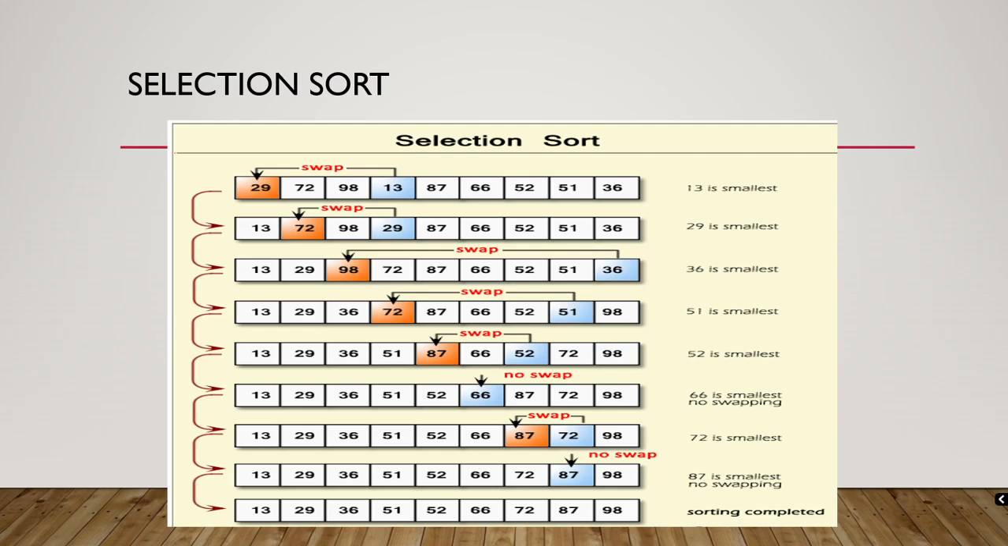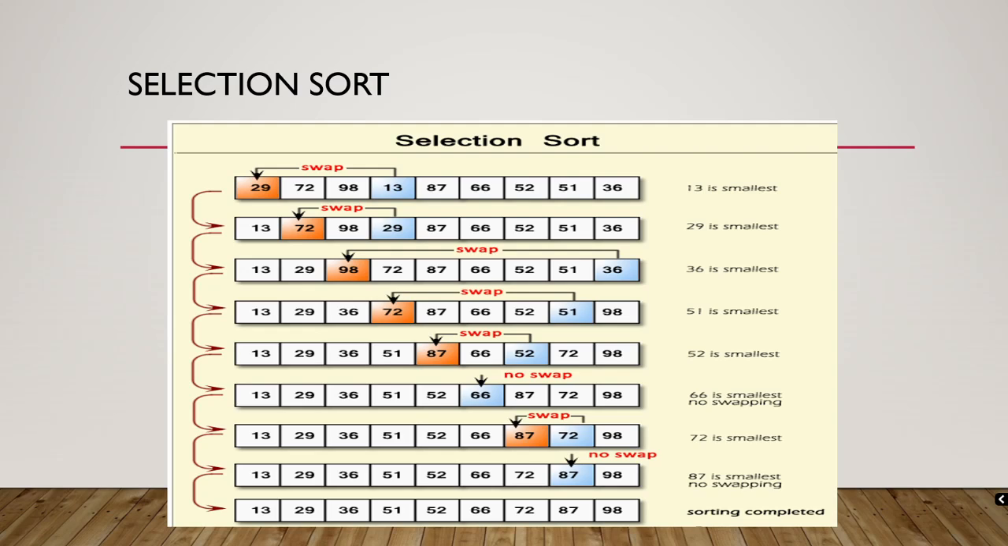The smallest element is selected from the unsorted array and swapped with the leftmost element, and that element becomes a part of the sorted array. This process continues, moving the unsorted array boundary by one element to the right. This algorithm is not suitable for large datasets as its average and worst case complexities are of the order of n square, where n is the number of items.